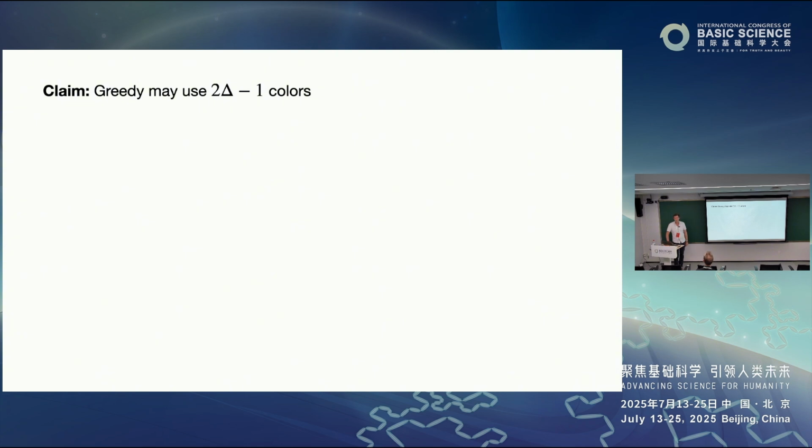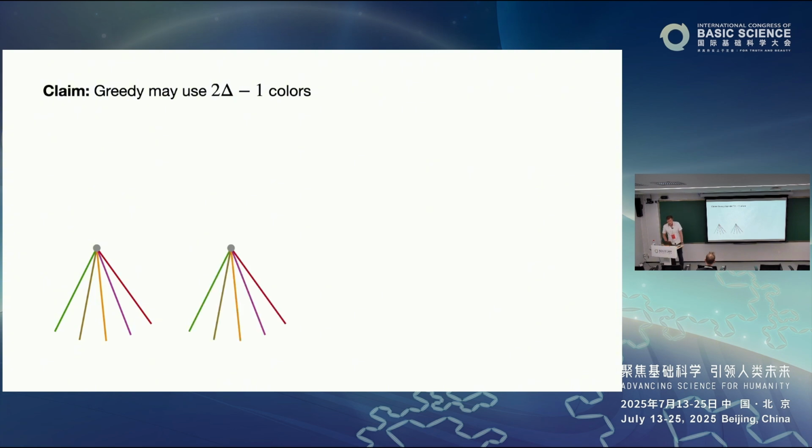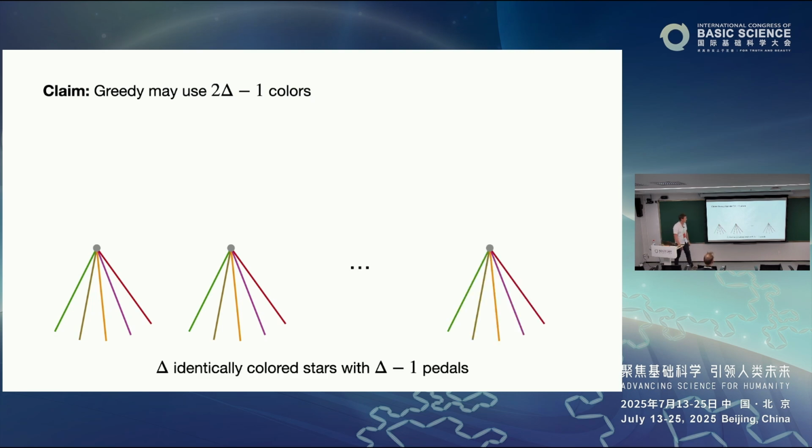The fact is this is fine, but there are graphs where greedy really uses about 2 delta colors. Why? I give you a star with delta minus 1 edges. You will color this using colors 1, 2, 3, 4 up to delta minus 1. I give you a second star. Your greedy algorithm is deterministic, so it colors it 1, 2, 3, 4, 5, exactly in the same way as the first. I continue giving you stars, delta identical stars with delta minus 1 colors each, and I finish it off by one more edge.